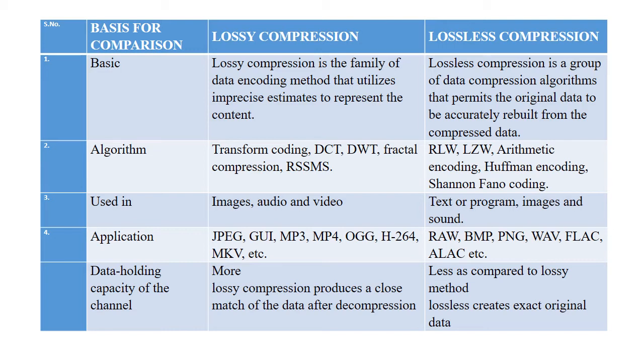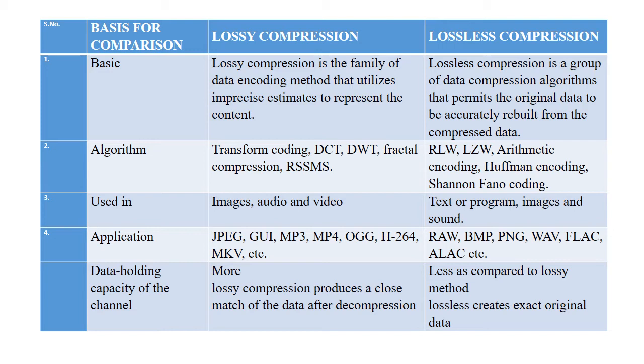We use lossy compression for images, as well as for audio signals and video signals. In the case of lossless, text or programs, images and sounds. Images are mentioned in both cases, but which type of images we prefer for lossy and which for lossless depends on the type of images used in that particular area of application. We prefer either lossy or lossless compression accordingly.